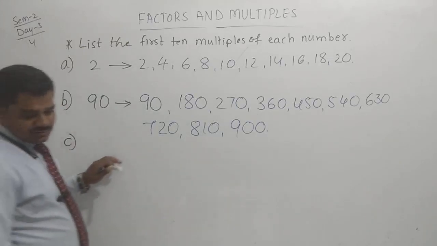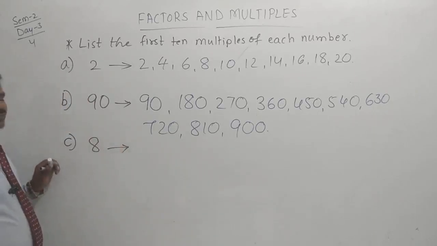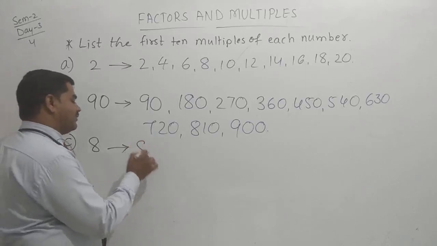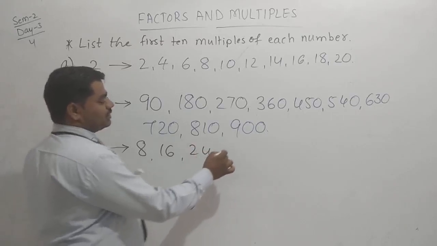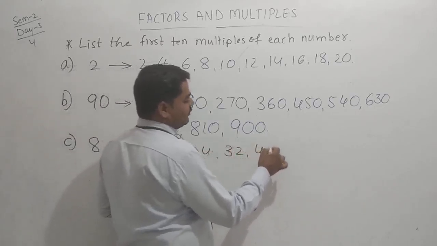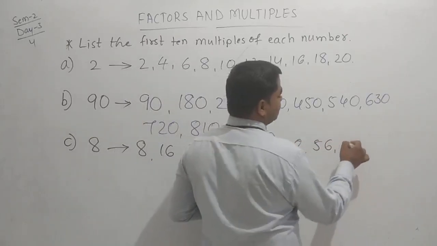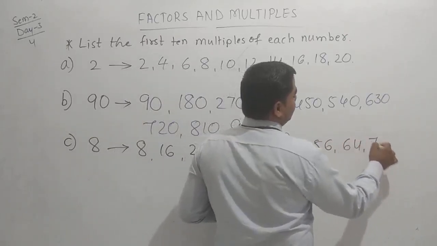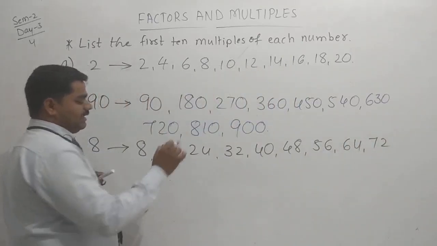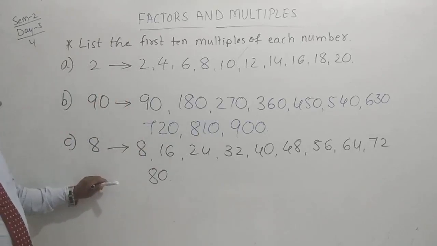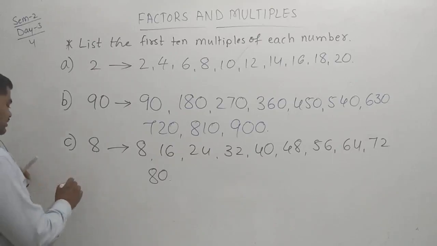Next is 8. Simple number given, 8. Count with me. 8 ones are 8, 8 twos are 16, 8 threes are 24, 8 fours are 32, 8 fives are 40, 8 sixes are 48, 8 sevens are 56, 8 eights are 64, 8 nines are 72, 8 tens are 80. Done? Any doubt? Simple questions.